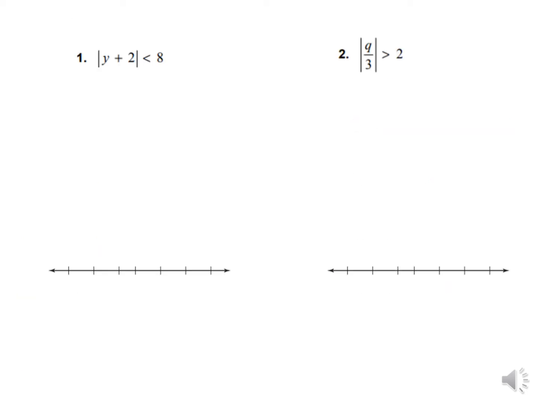Okay, so let's go over these problems. First thing I notice is that my absolute value is all alone. So I go less than, yes, less than. So I know that that's an and problem. I'm going to split it. Y plus 2 is less than 8. Y plus 2 is flip it and negative 8. Then I solve, minus 2 to both sides. Y is less than 6.